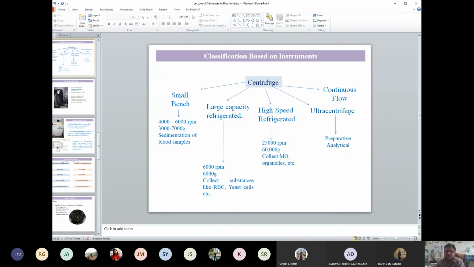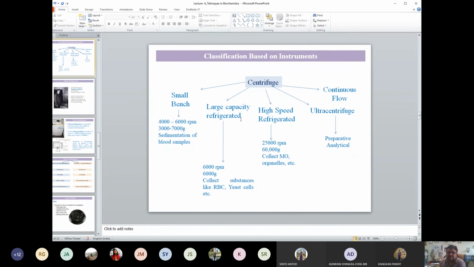There is another type which is called the large capacity refrigerated centrifuge. Refrigerated means there is a facility for refrigeration and you can easily maintain the temperature inside the centrifugation chamber. Large capacity means it has an RPM of 6,000 and a G value or RCF of 6,000 G. The large capacity refrigerated centrifuge is basically used to collect samples like RBC, yeast cells, and some of the other microorganism based work which we are doing in our lab. In all those cases, we are using a large capacity refrigerated centrifuge.